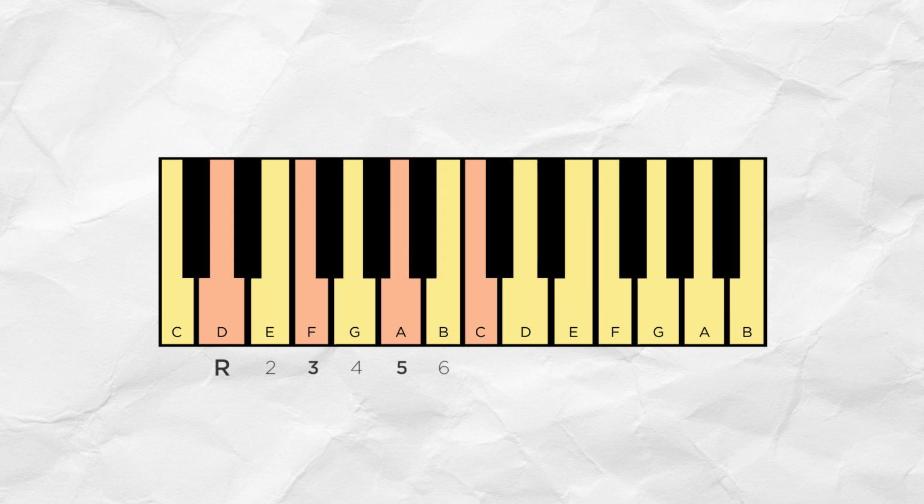If you add the 7th, it becomes a 7th chord. If you add the 9th, it becomes a 9th chord. And if you add the 11th, you then have an 11th chord. So an 11th chord is a chord made of 6 different notes: a root note, a third, a fifth, a 7th, a 9th, and an 11th.